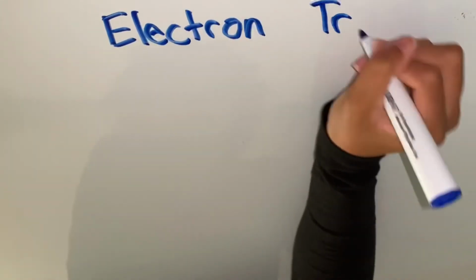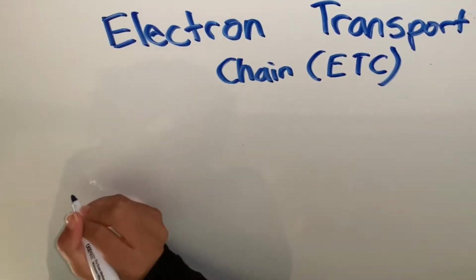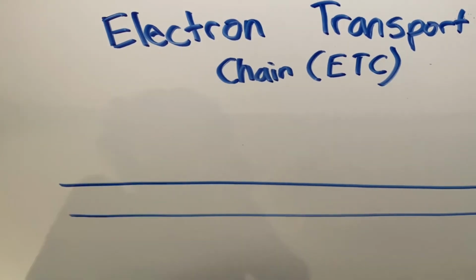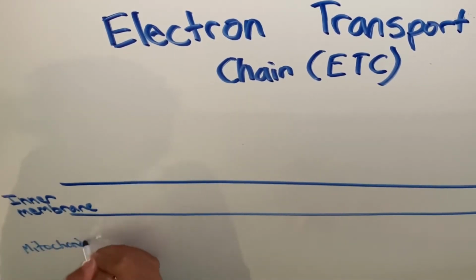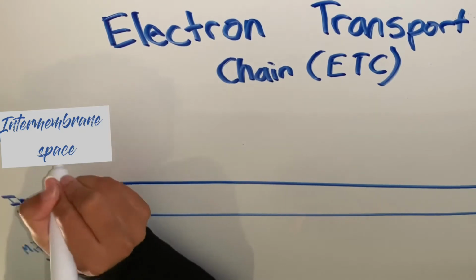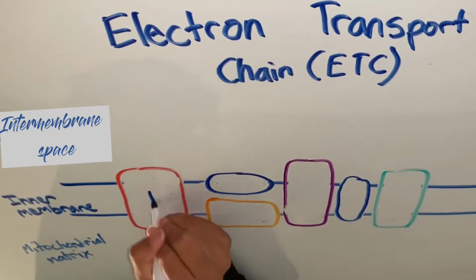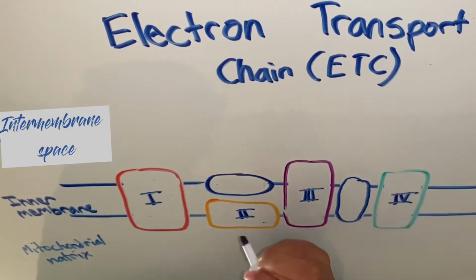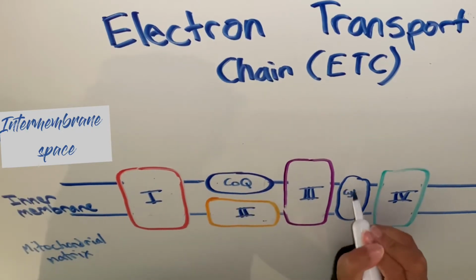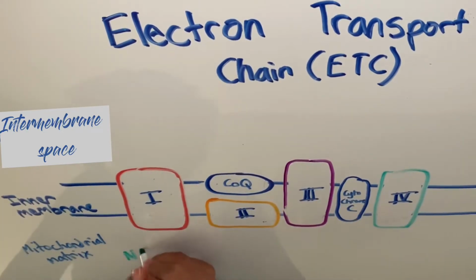The final stage of ATP production is the Electron Transport Chain. This is in the inner membrane of the mitochondria, or more specifically, the cristae. The electron transport chain consists of 4 proteins labeled as complex 1, 2, 3, and 4. The complexes are arranged from lowest to highest electron affinity.